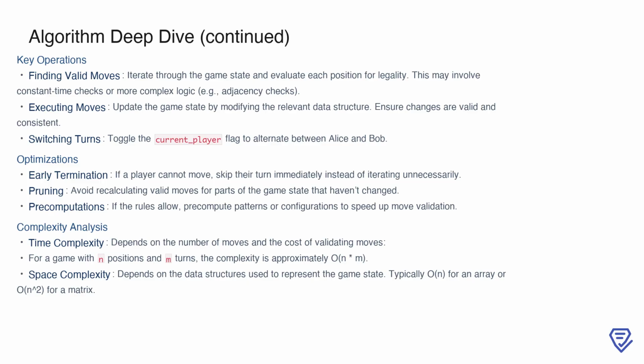In terms of complexity, the time required depends on the number of positions in the game and the number of turns taken. For n positions and m turns, the time complexity is approximately O(n*m). The space complexity, on the other hand, depends on the data structures used, such as O(n) for an array or O(n²) for a matrix.